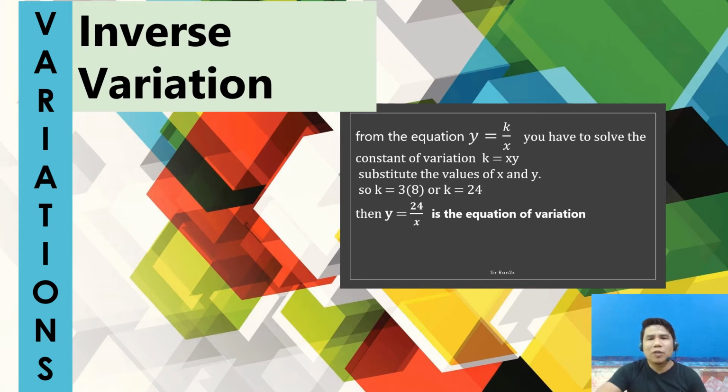Then substitute the values of x and y that were given in the problem. So k is equal to 3 times 8 since x is 3 and y is 8. Now you have your constant of variation, which is 24. But the problem is asking you to give your equation of variation. Therefore, you can now write this equation of variation, which is y is equal to 24 over x. Because your constant of variation is 24, you simply substitute 24 to k. Then you have your equation of variation.